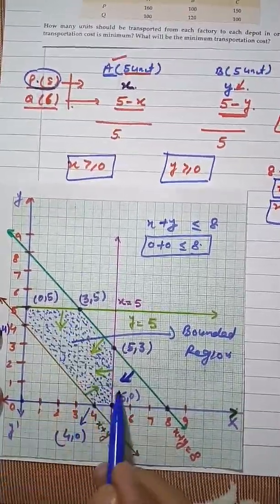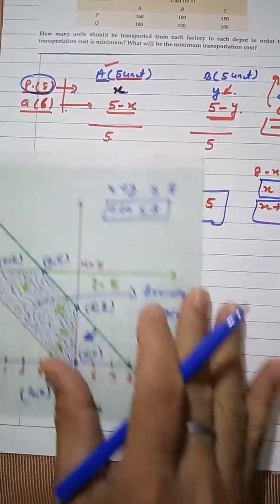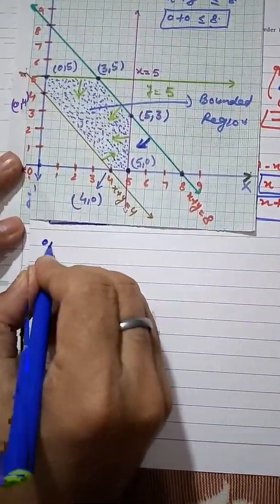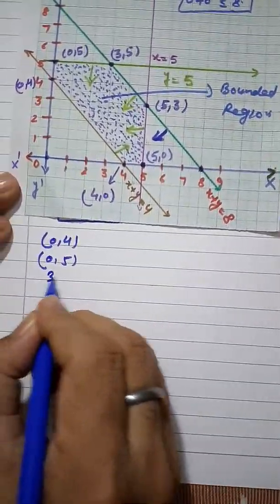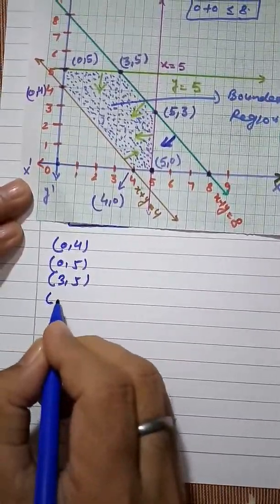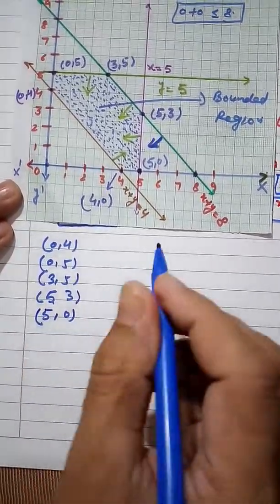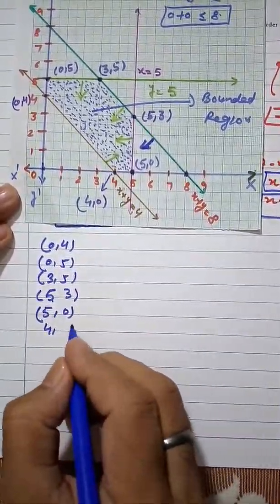These are called the corner points. If you see, these are the corner points, and what are the corner points? The corner points here are (0, 4), similarly (0, 5), and (3, 5), and similarly (5, 3), and then (5, 0), and finally you will have (4, 0), this point, that is (0, 4) and (4, 0).